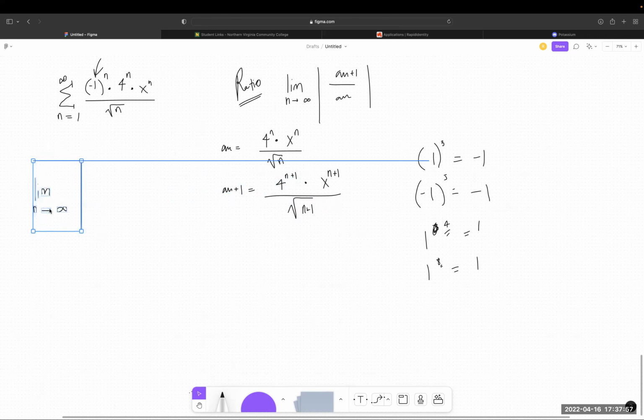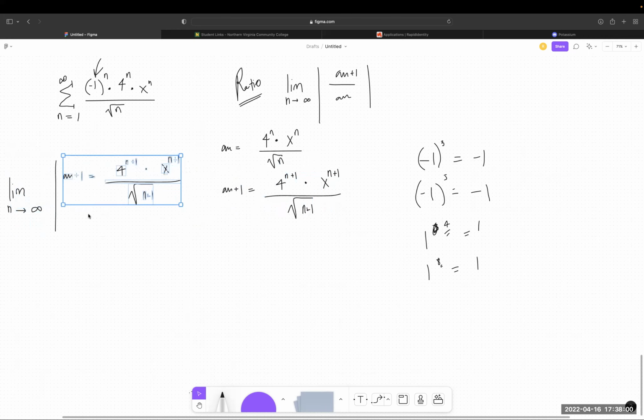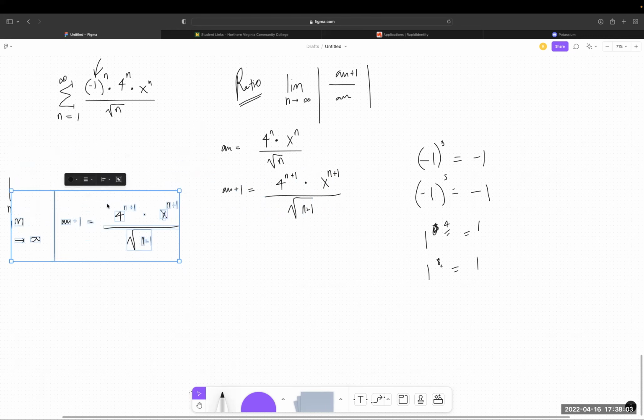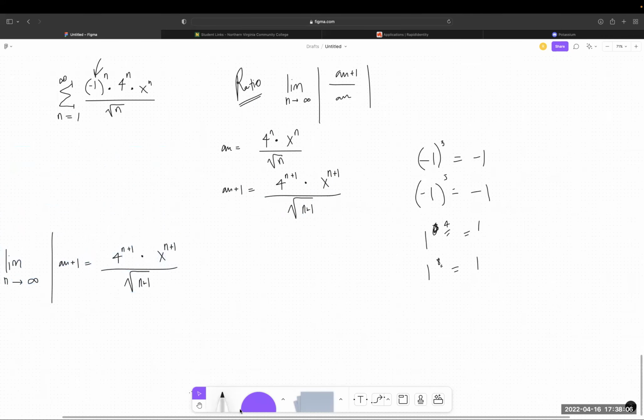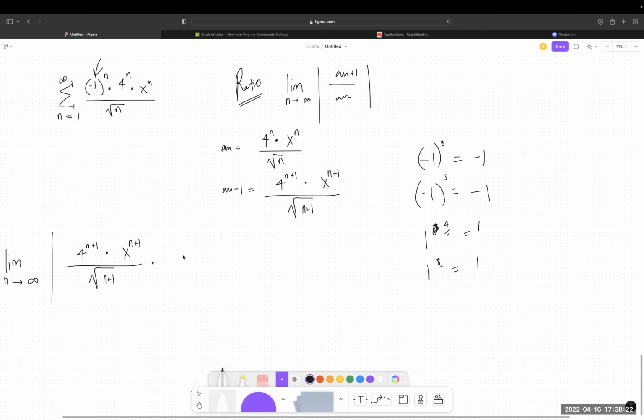We essentially take the a of n plus 1, and what do we want to do in this case? Well, we're going to put 1 over the other, which means we multiply by the reciprocal of the original a of n looking thing, right? And so this is kind of what we have, taking the absolute value, the limit of a of n plus 1 multiplied by the reciprocal of the original. So here it says 4 to the n times x to the n divided by under root n, and since we're going to do the reciprocal, we're actually going to do the opposite, right?